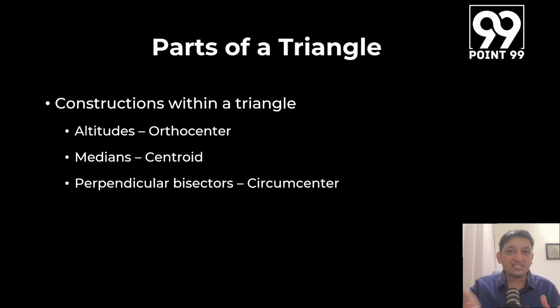And if you draw a circle with this radius, you will see that all three vertices of the triangle will lie on this circle. And this circle will circumscribe the entire triangle that you have.